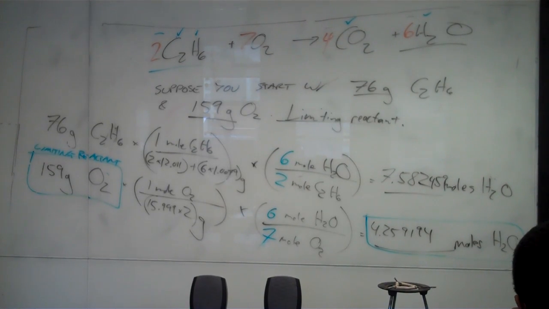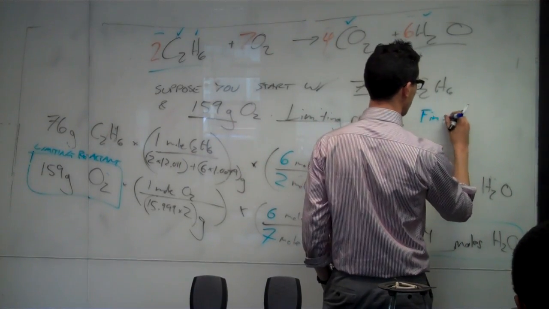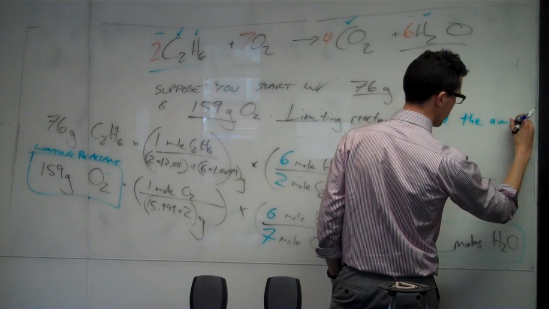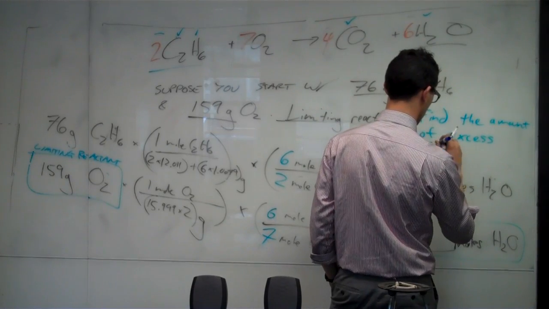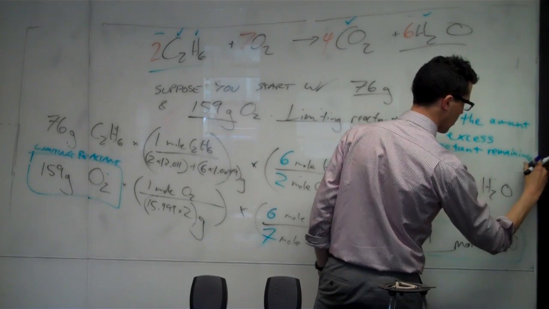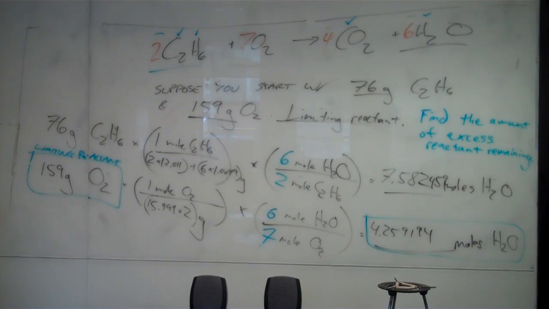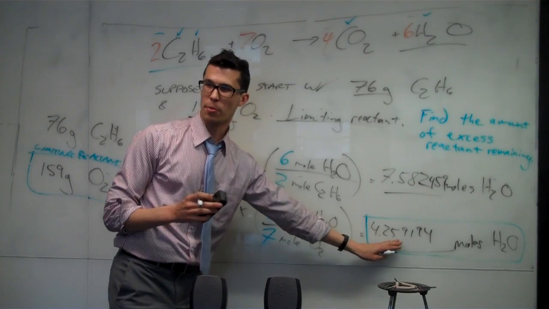Now, let's make this problem more complicated. And let's try to find the amount of excess reactant remaining. The amount of excess reactant remaining. This is kind of the trickiest part. Okay, so we're going to be using this right here. This is going to be an important number.